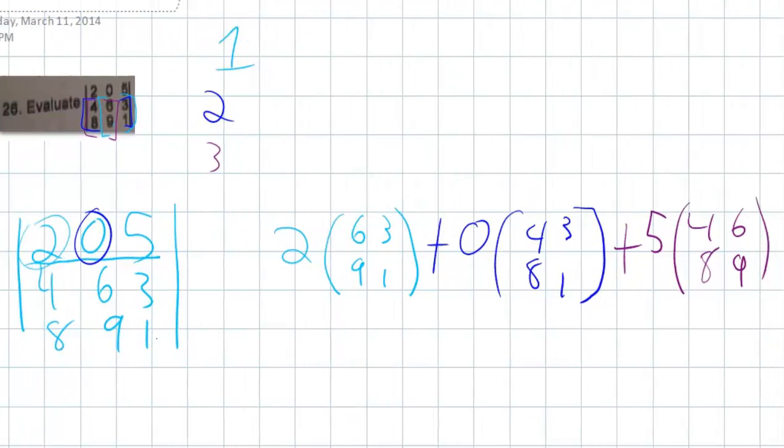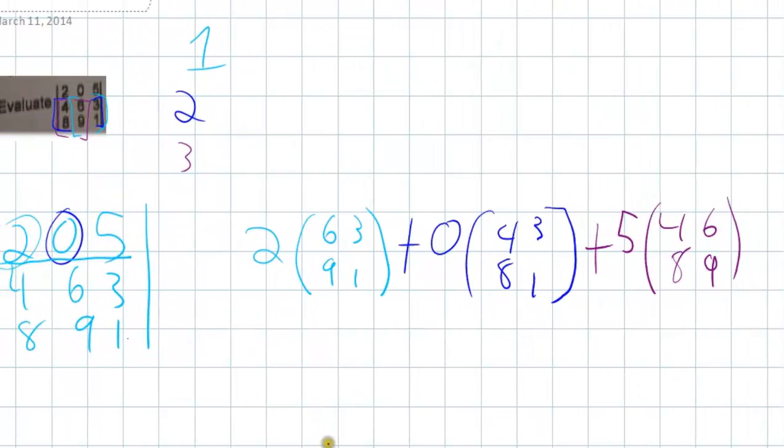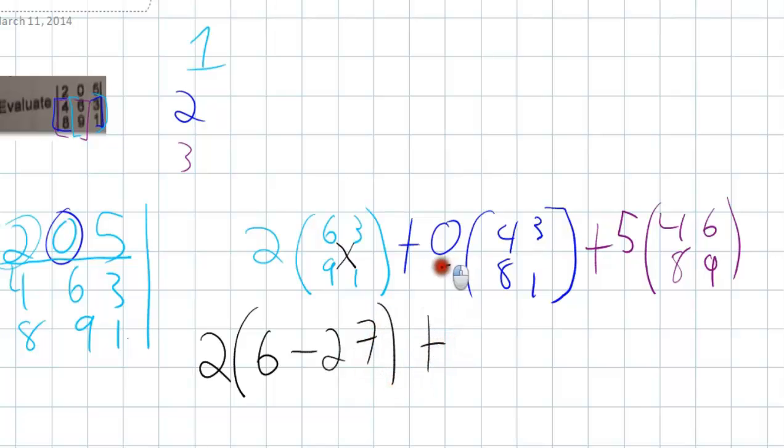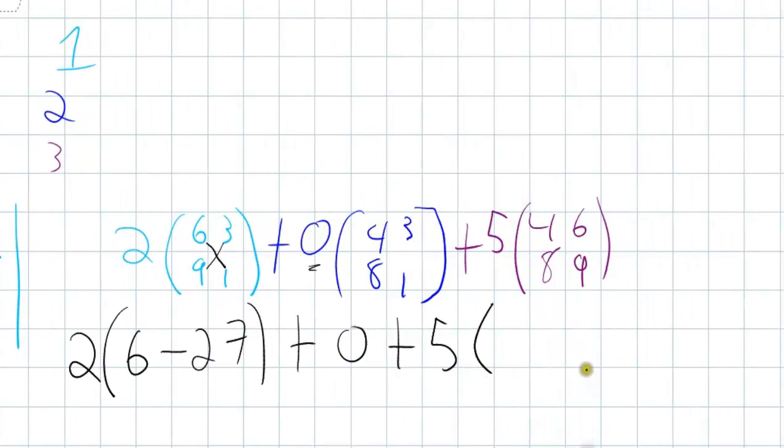Okay, and now that we've gotten this far, we can work with the matrices a little bit more easily. So here we have this, and basically what it's going to turn out to is 2 times, and remember we multiply diagonally first here, and then the second time we subtract. So 9 times 3 is 27. Over here we just have the number 0. 0 times, no matter what this is on the inside, is just 0. And then we have 5 times, and here we're going to do 4 times 9, which is 36, minus 6 times 8, which is 48.